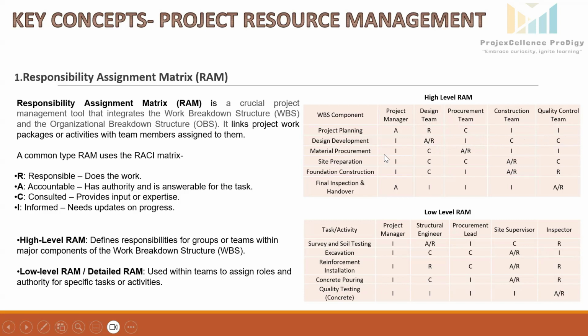For material procurement, the procurement team takes the lead, ensuring that necessary materials are sourced as per the project specification. Similarly, for site preparation, the construction team is accountable and responsible for the site work, while the procurement and quality control teams are consulted. Next is low level RAM or detailed RAM. It is used within teams to assign roles and authority for specific tasks or activities.